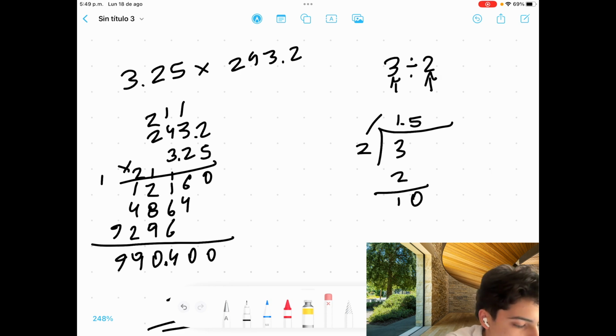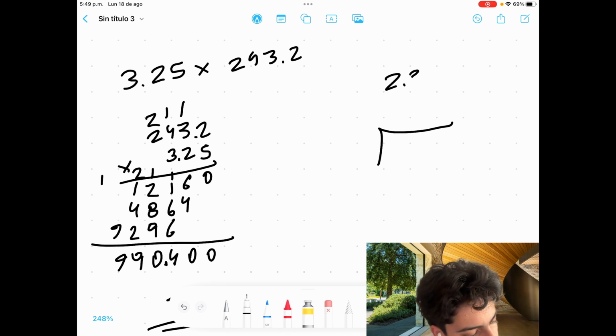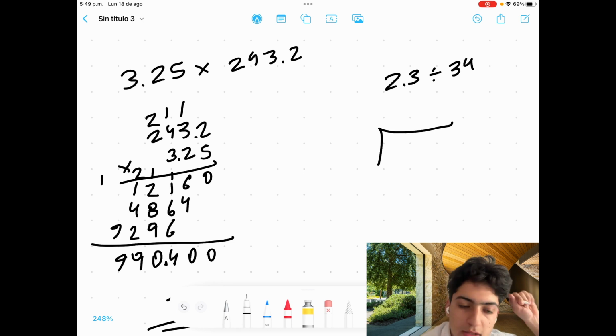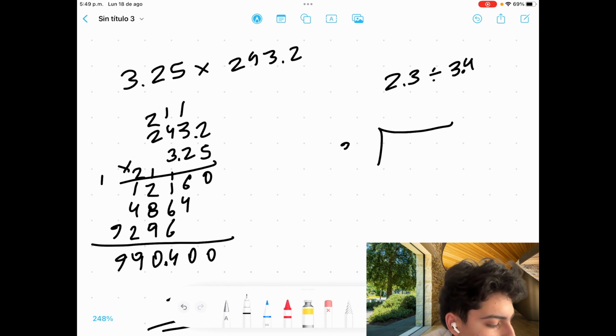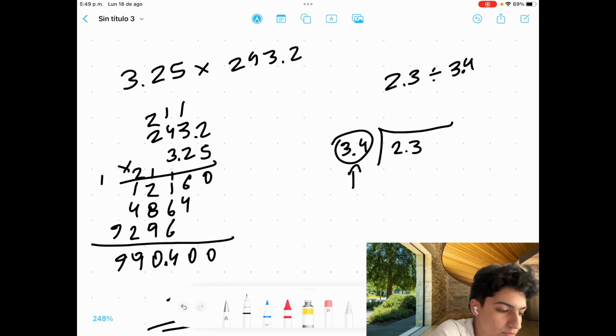Now, we don't care about whole numbers, we care about decimal numbers here. So let's say we have something like 2.3 divided by 3.4. In this case, we have 3.4 here and 2.3 here. Now, this is the key thing we have to do. This always needs to be a whole number. So whenever this, which is the divisor, is a decimal, we need to convert it into a whole number. That's the first step we have to do.